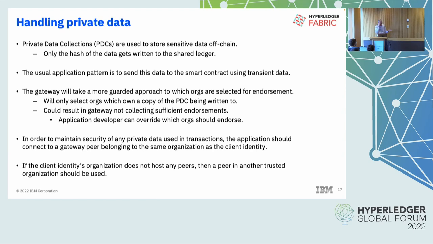And so the gateway is going to be aware of data that comes in the transient, and it's going to be more cautious in how it requests endorsements from other organizations, because it doesn't want to get into a state where it's sharing your sensitive data with other organizations unless it's pretty sure that it's okay. I'll explain in the next slide what the endorsement logic is, but with transient data, it does take a more guarded approach, and because of that, you could result in the gateway not collecting enough endorsements to satisfy the various policies. And so that's the one situation that I can think of anywhere where the application developer would actually want to specify who the endorsing orgs should be.